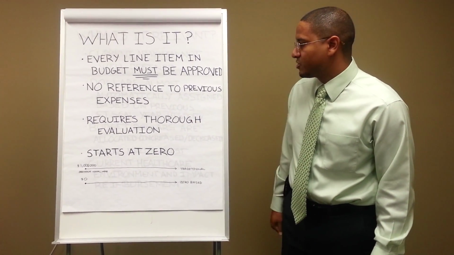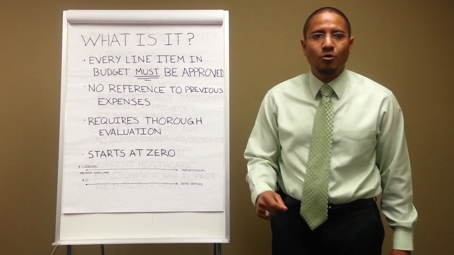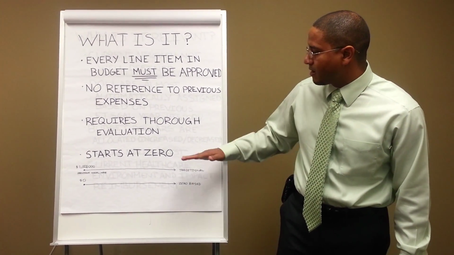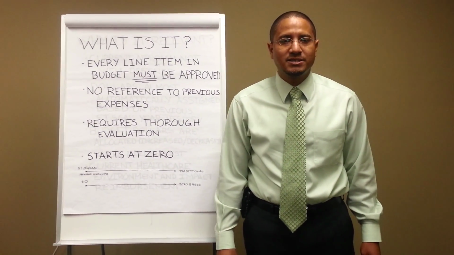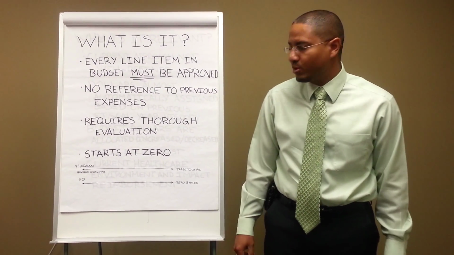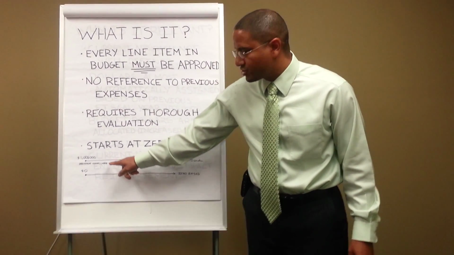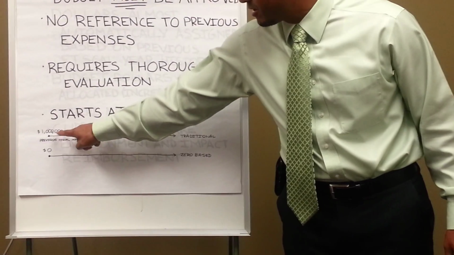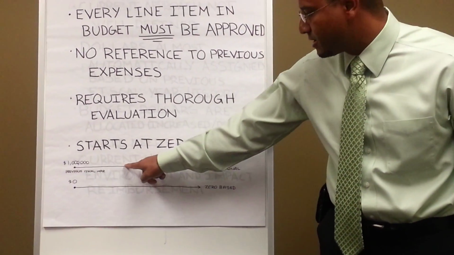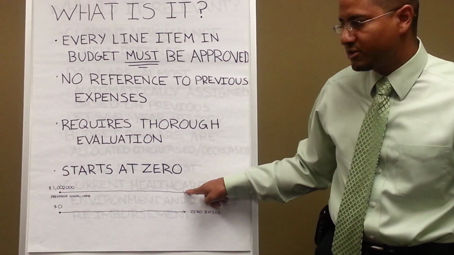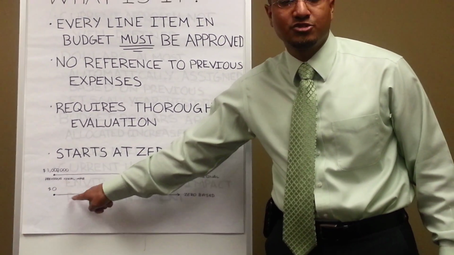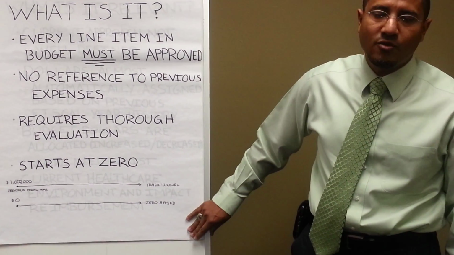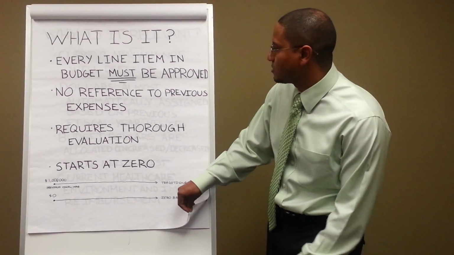A zero-based budget requires a thorough evaluation of every line item within the budget. As its name indicates, the zero-based budget starts at zero. In traditional budgeting, as you can see, it starts with the previous number, in this case $1 million, and then you re-examine the budget from there. With a zero-based budget, you start with zero, and then you move towards the ultimate goal based on what you have in terms of revenues and expenses.